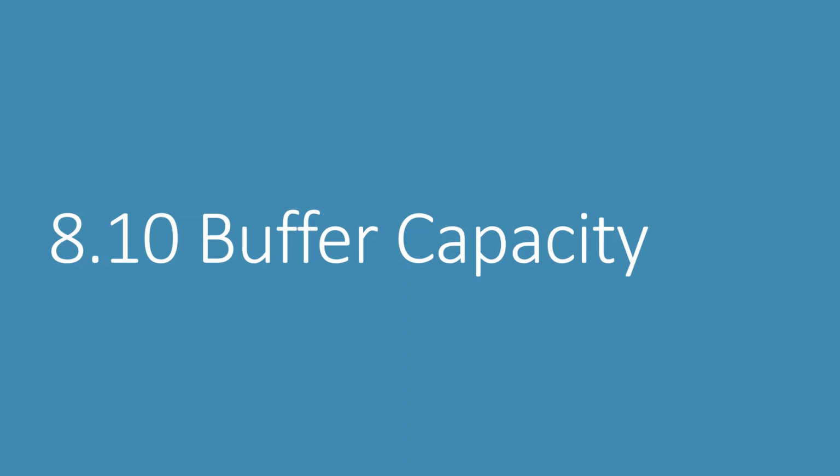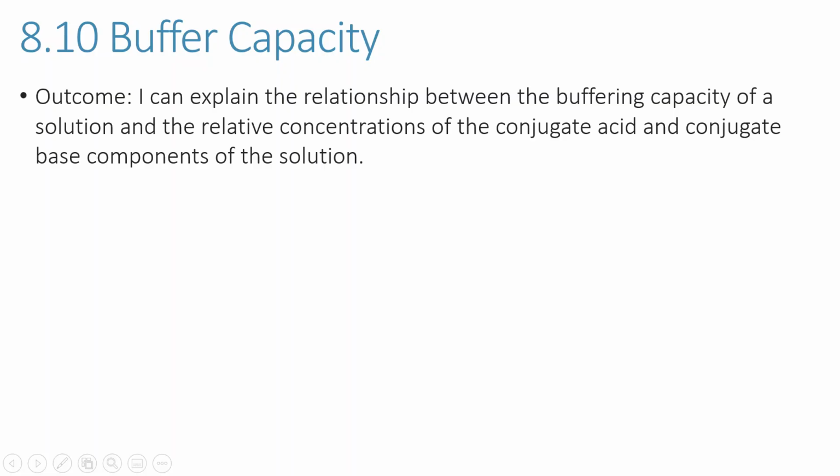8.10 Buffer Capacity. Our outcome is I can explain the relationship between buffering capacity of a solution and the relative concentrations of the conjugate acid and conjugate base components of the solution. So here we're looking at how we can design a buffer to make sure that it's able to withstand a certain amount of acid or base being added to the buffer without the pH changing.